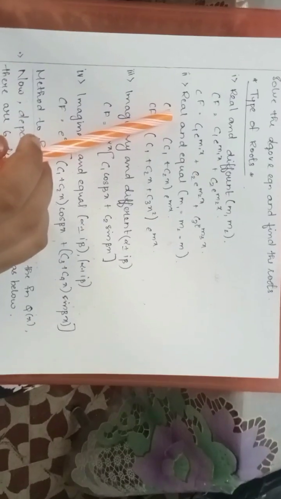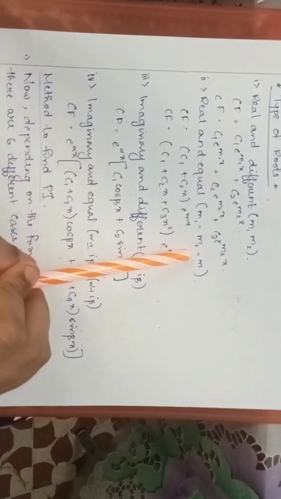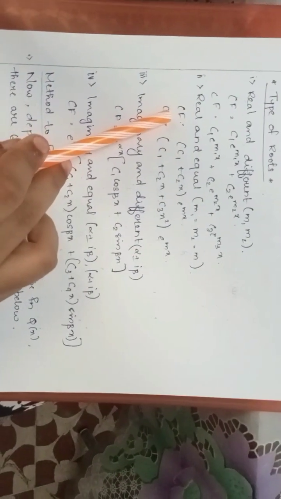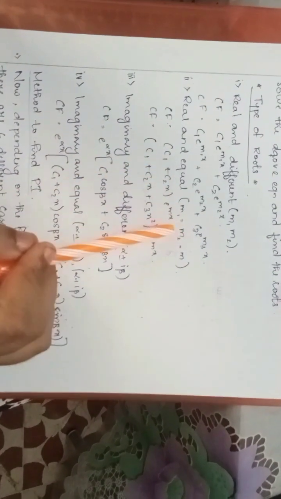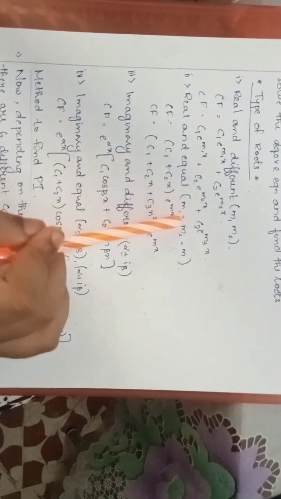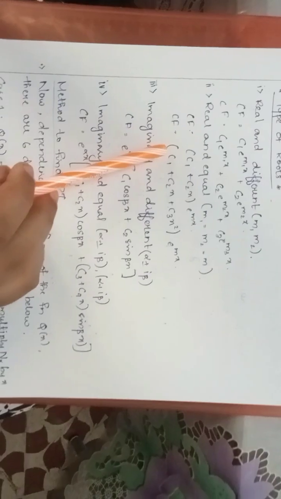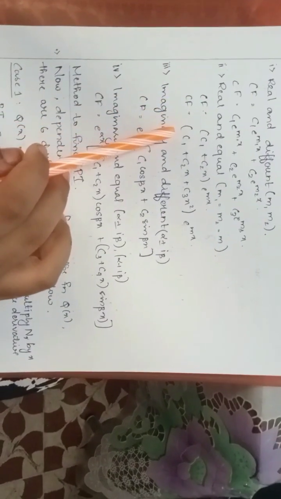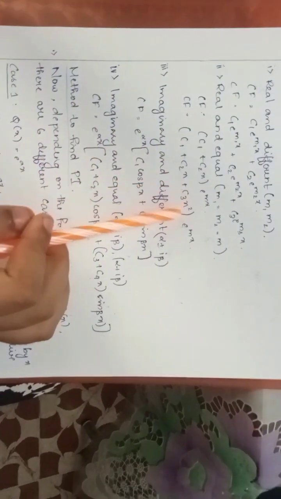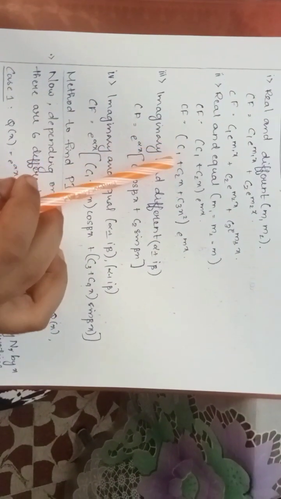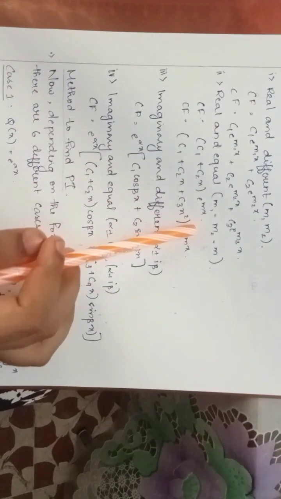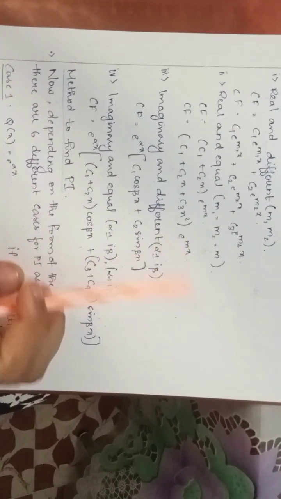And now the second case is real and equal roots, that is m1 equal to m2 equal to m. Generally we are considering it as m. The complementary function for that is c1 plus c2x into e raised to mx, or if we open the bracket it would be c1 e raised to mx plus c2x e raised to mx. And if we have 3 equal roots, the complementary function is c1 plus c2x plus c3x square into e raised to mx. If we have 4 equal roots, it is c1 plus c2x plus c3x square plus c4x cube into e raised to mx.